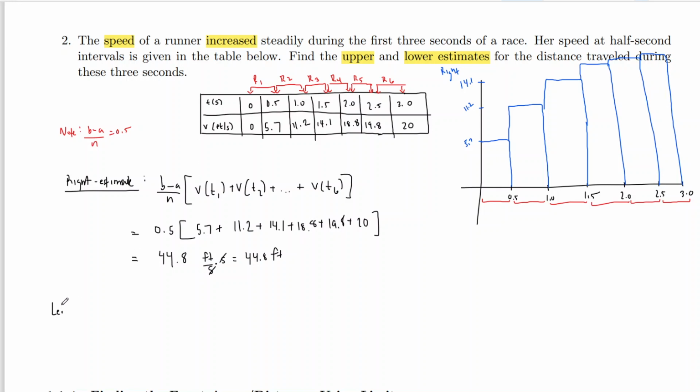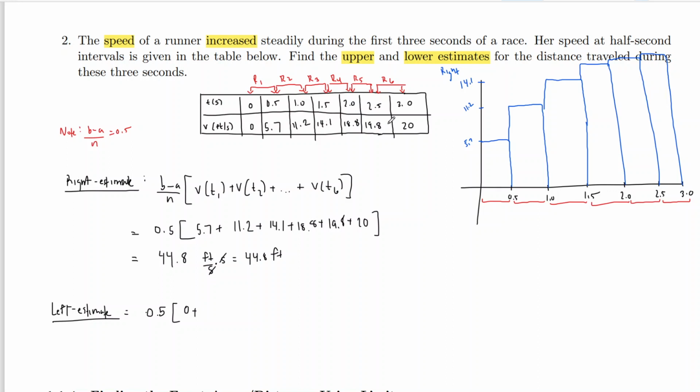All right, now the left estimate. What's the difference here? Well, the (b minus a) over n is fine. We know it's the same formula here. It's just the t values are slightly off. So (b minus a) over n is 0.5. But now when we plug in t values, or we're looking at velocity values, we're looking at the left. So for R1, we're going to look at the left t value for R1, and that would be 0, and the velocity is 0. And we're pretty much just going to take the left one.